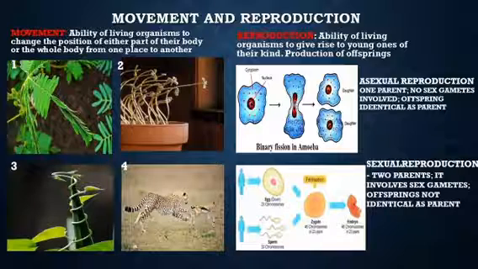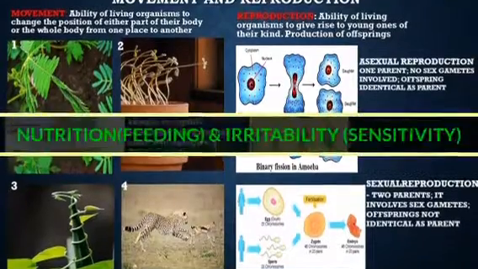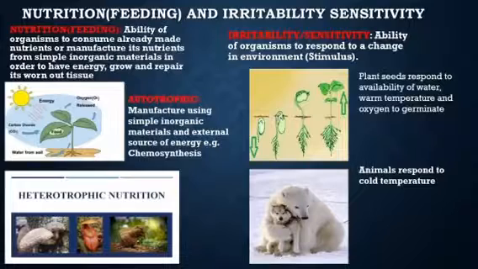and as we have in human and most other organisms. Let's look at other characteristics of living things. We have nutrition, which can also be said to be feeding, and irritability, which is also sensitivity. Nutrition simply means the ability of an organism to consume already made nutrients, as we can see in the case of animals or any other organism, or in the manufacture of its nutrients from simple inorganic materials in order to have energy to grow and repair its own worn out tissue.